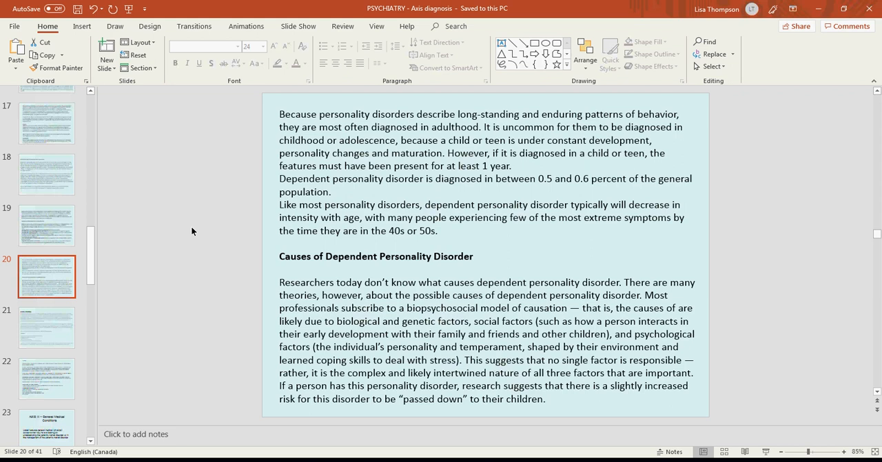This suggests that no single factor is responsible. Rather, it is the complex and likely intertwined nature of all three factors that are important. If a person has this personality disorder, research suggests that there is a slightly increased risk for this disorder to be passed down to their children.